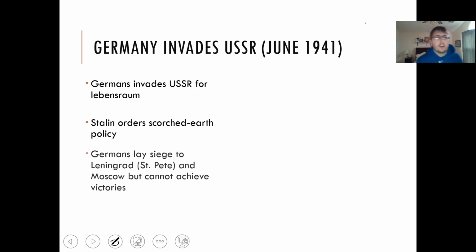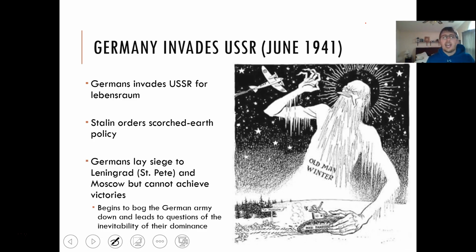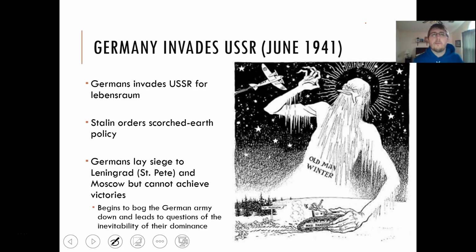Stalin orders the scorched earth policy, and you basically have a drag-out, no-holds-barred battle between these two countries with two leaders who are not afraid to sacrifice everything and abandon all ethics to try and gain a victory. Germans lay siege to Leningrad and Moscow but cannot achieve victories, and it begins to bog the German army down and leads to questions of the inevitability of their dominance. Even though they lay siege to the two largest cities in the Soviet Union, they cannot knock them out. And conditions are terrible in these cities, but the Russian people, much like the British, are not giving up either, and it helps them withstand the Nazi war machine.